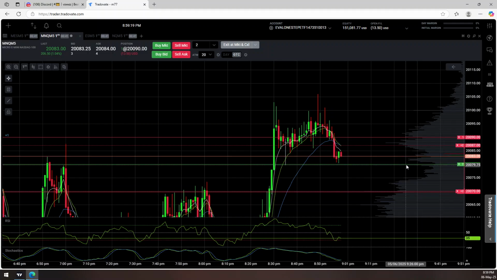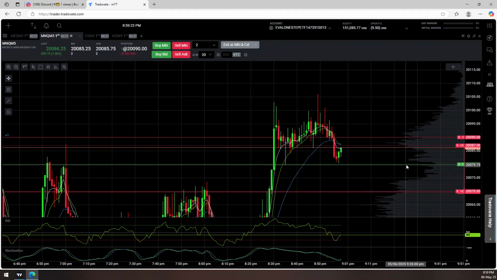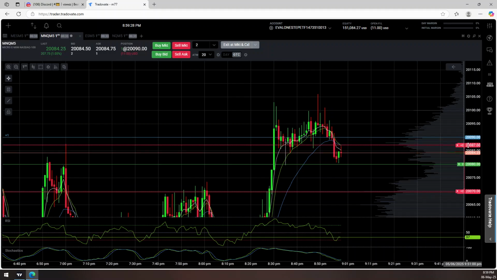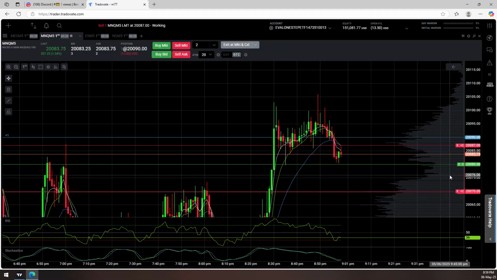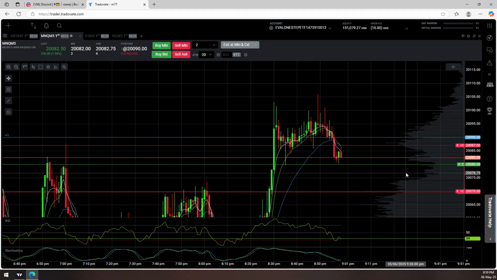Trying to salvage the trade here, like I said, most likely it's not gonna work. Let's just cut it and get out and recover our money because salvaging seems to be a very bad idea here.